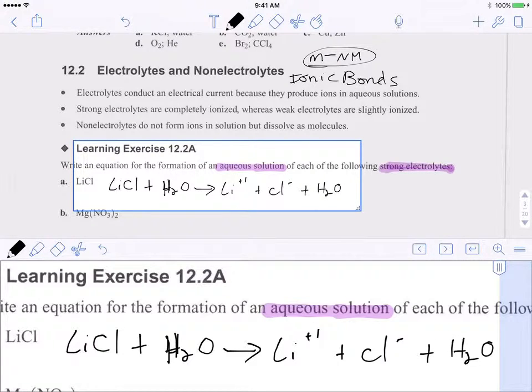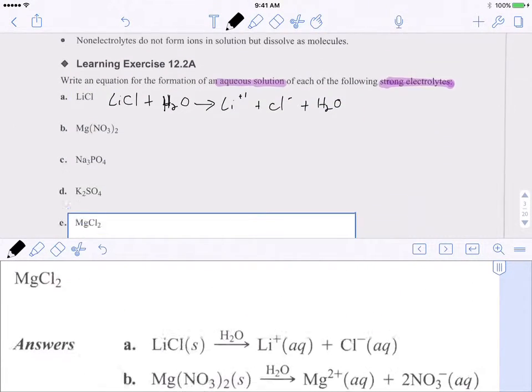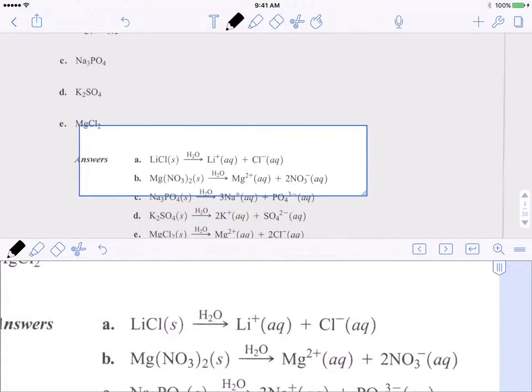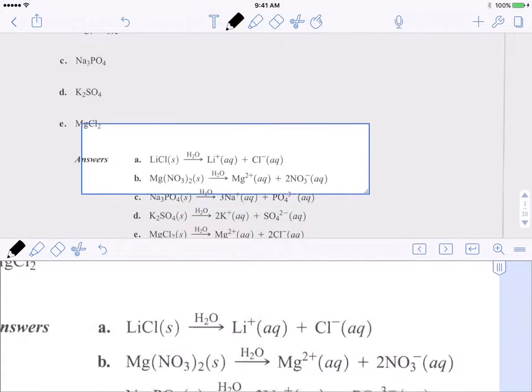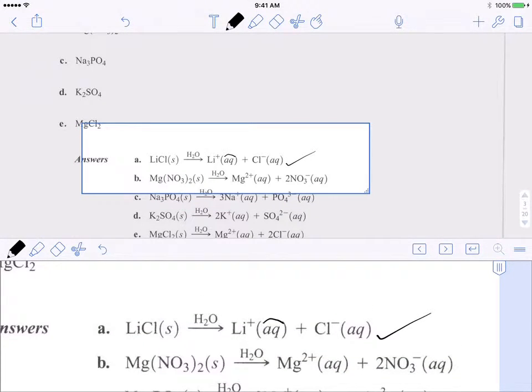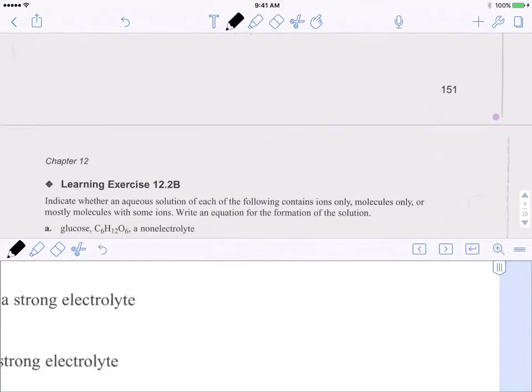There's another way of writing it. You could just put aq or the H2O above the arrow. Scroll down here. Perfect. All right, so that checks out. Now you could, of course, put these aqueous signs instead of water, to each their own.